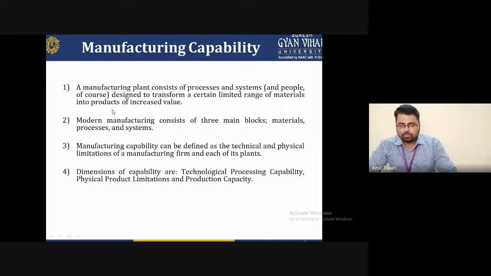Fourth is the dimension of capability and technological process capability, physical product limitations, and product capacity. Product capacity and the capability of producing the product. Limitation is the capability of the dimension provided to you. What type of dimension you provide in the existing product, and in the future you will be providing some upgradation. So what are the differences between them? If you find a unique difference, and the customer really wants to know that this is the difference between the existing, the past, and the future product, then definitely we will survive in the market.